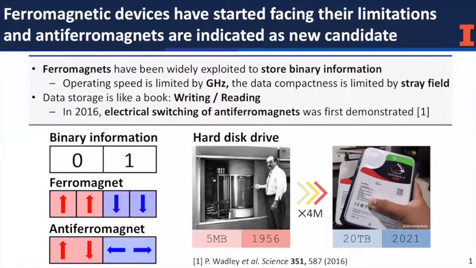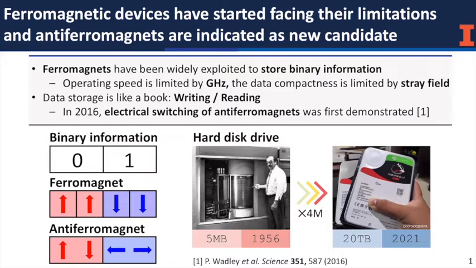So we are interested in materials for magnetic memory device. Ferromagnets have been widely exploited to store the binary information using its magnetic orders. So up and down spins of the ferromagnets correspond to the 0 and 1 binary information. The most popular magnetic storage example is the hard disk drive. The first invention was done by IBM. It was like 5 megabytes storage with the human size volume in 1956.